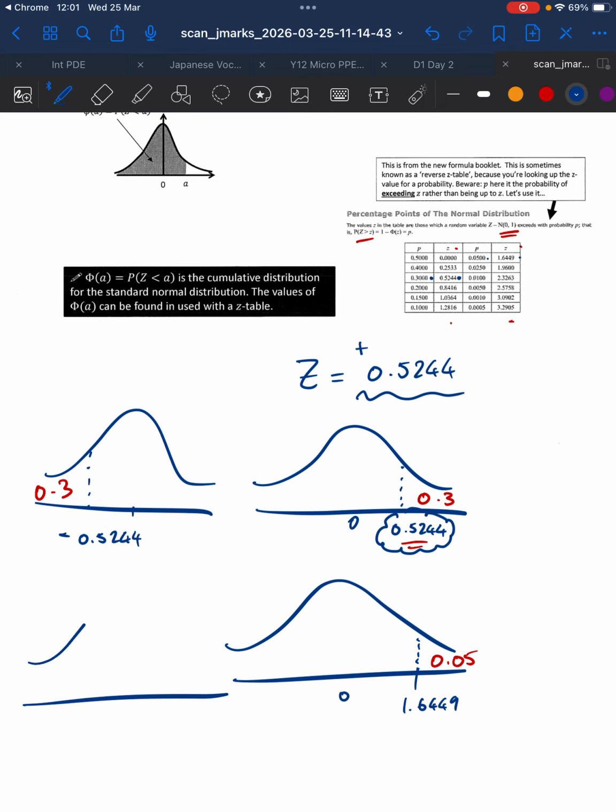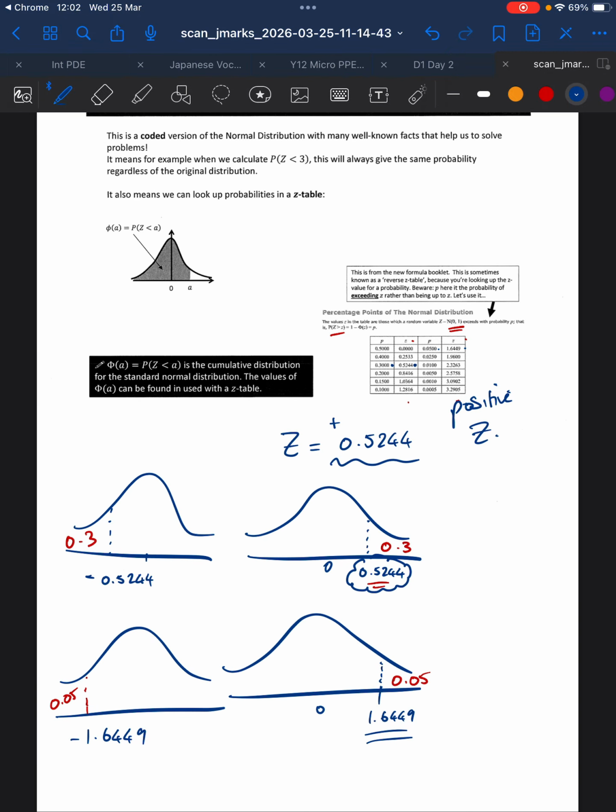Similarly, if I wanted 5% less, I use the same number, but I just realize that to the right is positive, so to the left is negative, so it's minus 1.6449. So the values are written assuming that you have a positive Z, but they can be manipulated, and the diagrams below show you how you can manipulate them.